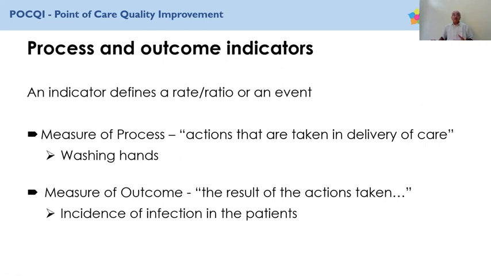Now, when you develop an indicator, please try to understand what is a process and what is an outcome. By process we mean actions that are taken in the delivery of care. So for example, washing a hand is a process, while an outcome is the result of the action taken. So for example, washing a hand is our process, and the incidence of infection in a patient would be the outcome. Now remember, one process can have many outcomes, and one outcome can have many processes.